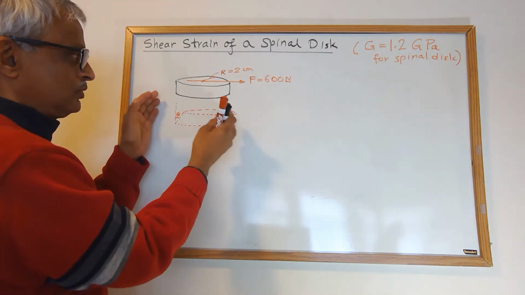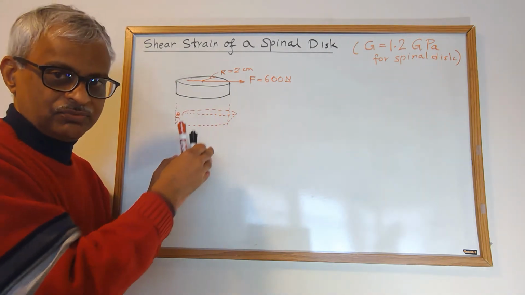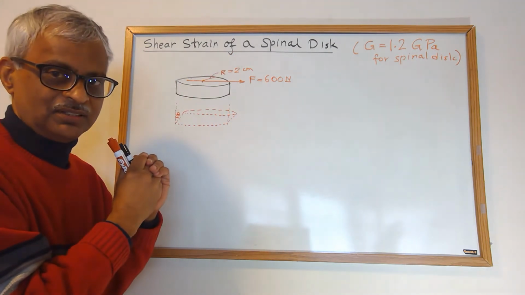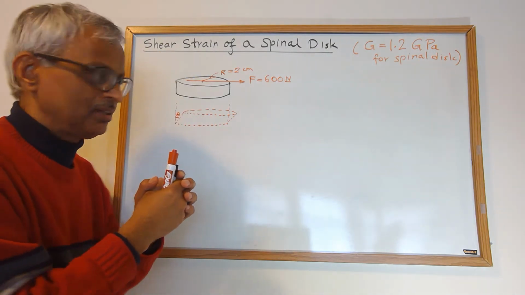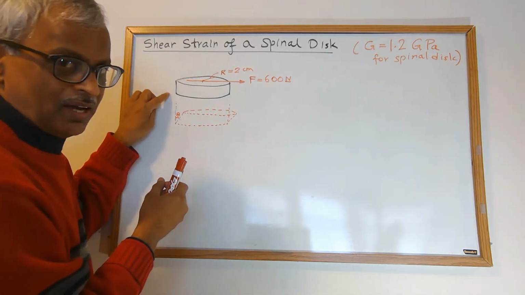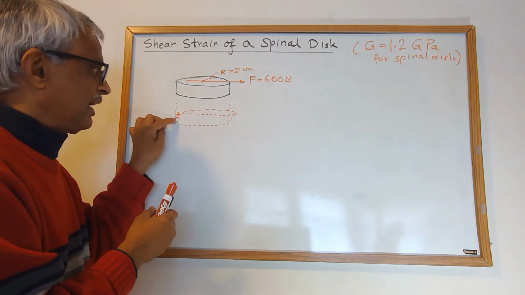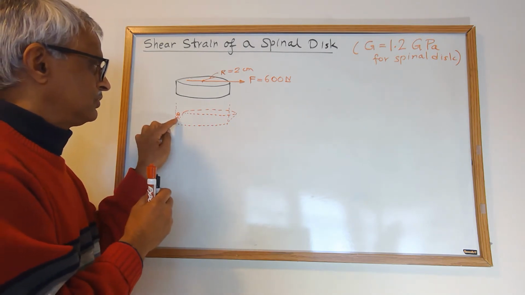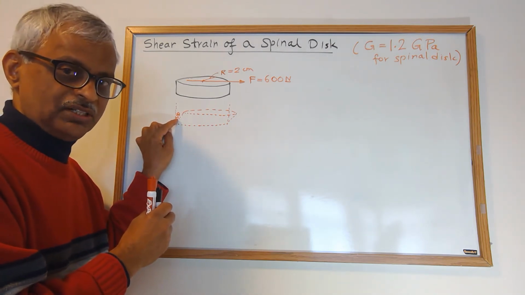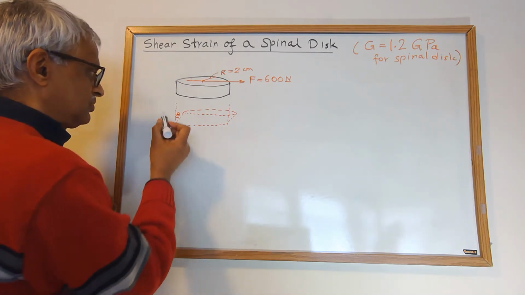So here's a disc, a spinal disc, which we can model as a 4 centimeter diameter cylindrical shape. We're not going to worry about how high it is because we are only interested in the angle it's going to make. This angle is the shear strain. That's what we're supposed to find. So this is the shear strain.